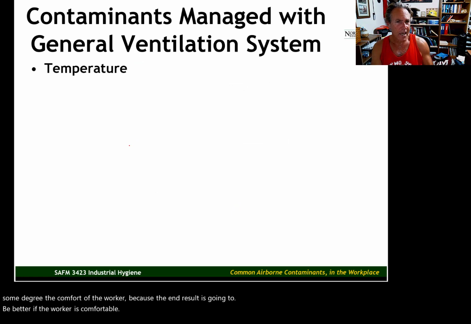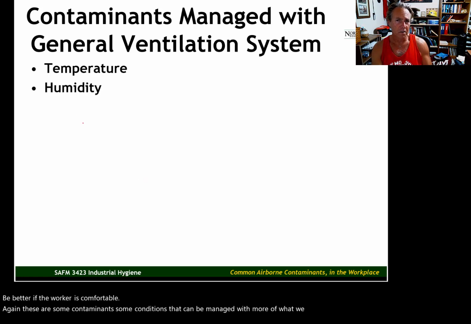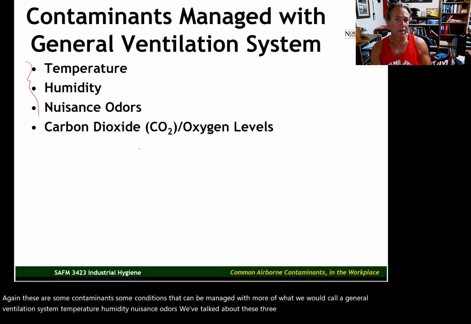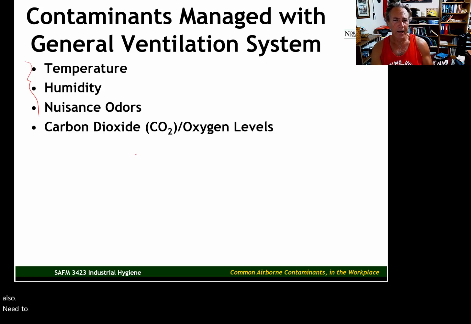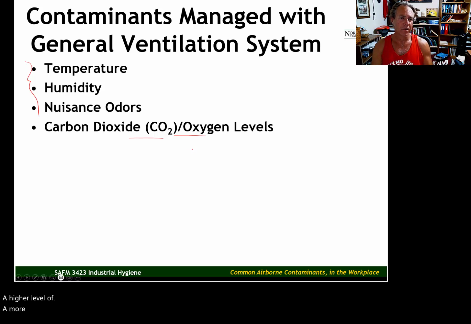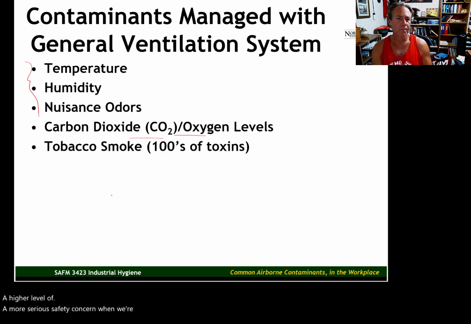Again, these are some contaminants, some conditions that can be managed with more of what we would call a general ventilation system. Temperature, humidity, nuisance odors. We've talked about these three. Carbon dioxide and oxygen levels also need to be monitored and managed. Now here we are getting into a more serious safety concern when we're talking about oxygen levels.